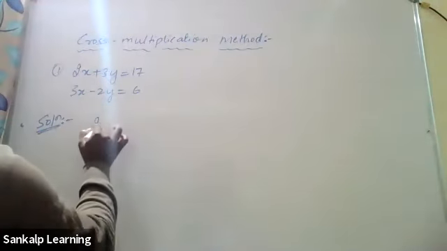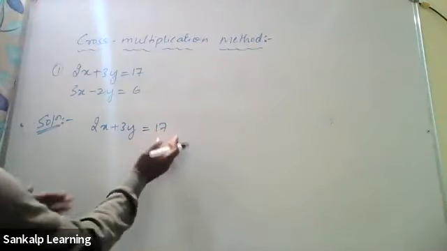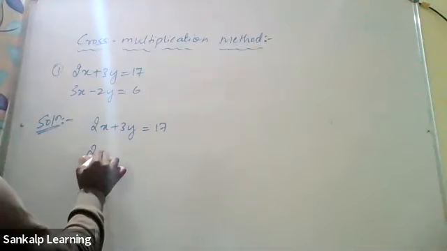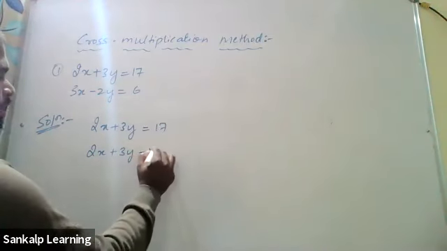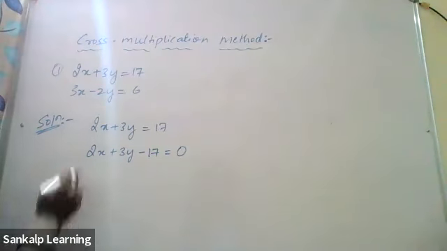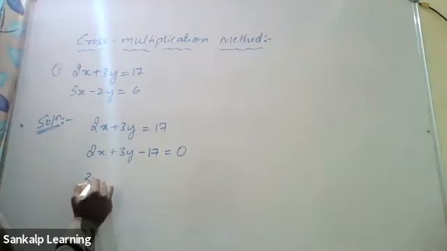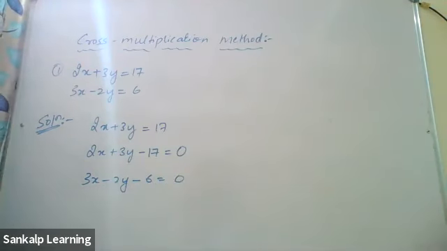So 2x plus 3y equal to 17. Transpose this 17 to the other side: plus 17 will become minus 17, equal to 0. Similarly, do it for the other one. You will get 3x minus 2y minus 6 equal to 0. I have done it directly: plus 6 becomes minus 6.